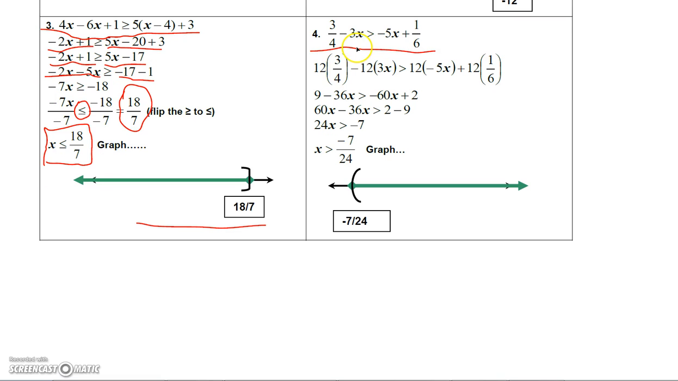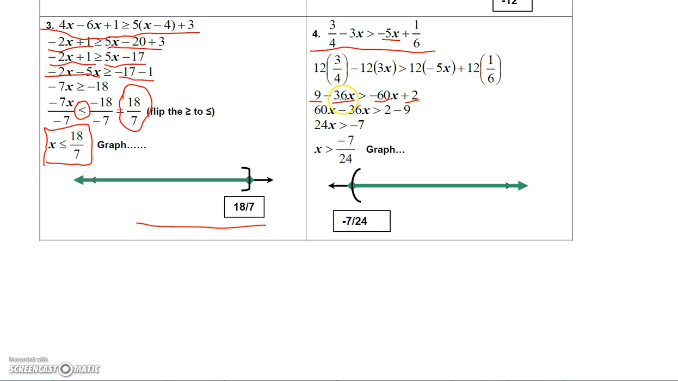Okay, this last one, I'm going to go ahead and get rid of my denominators here. Notice I have a denominator of 4 and 6. So I can eliminate my denominators by just multiplying everything by 12. 4 and 6 both go into 12. So if I multiply 12 times 3/4, I get 36 over 4, which is 9. If I multiply 12 times minus 3x, I get minus 36x. If I multiply 12 times minus 5x, I get minus 60x. If I multiply 12 times 1/6, I get 2. And remember, since 12 is a positive number, I don't have to monkey with the inequality.